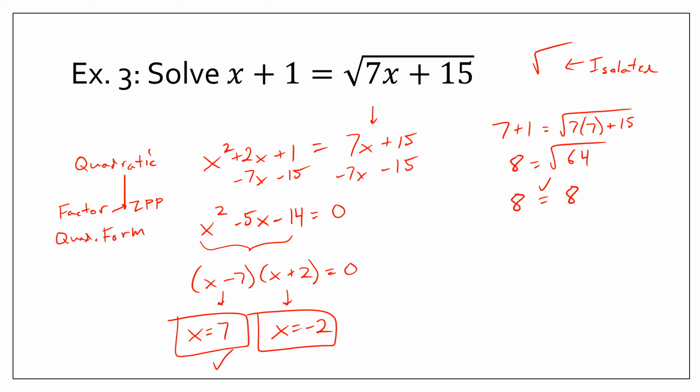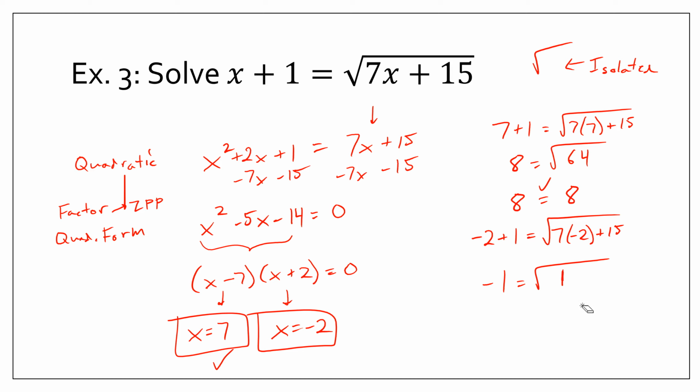Let's see what happens if I plug in negative 2. So negative 2 plus 1 equals the square root of 7 times negative 2 plus 15. Now on the left-hand side, negative 2 plus 1 is negative 1. And already I see an issue. But let's keep going. 7 times negative 2 is negative 14. Negative 14 plus 15 is 1. What's the deal here? Can I get a square root as a negative?